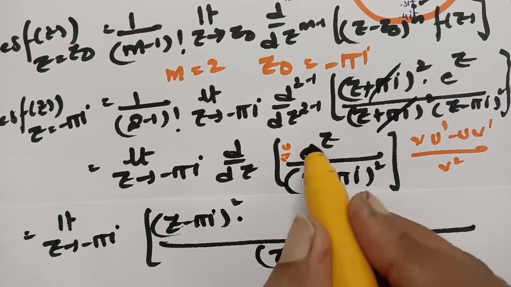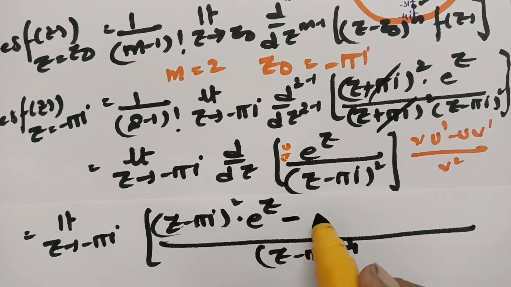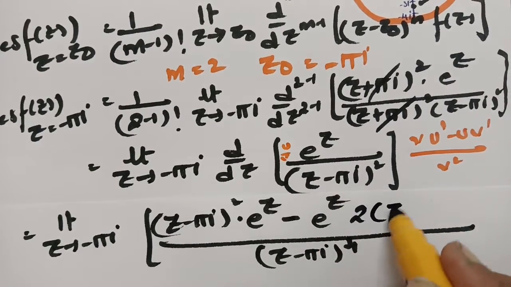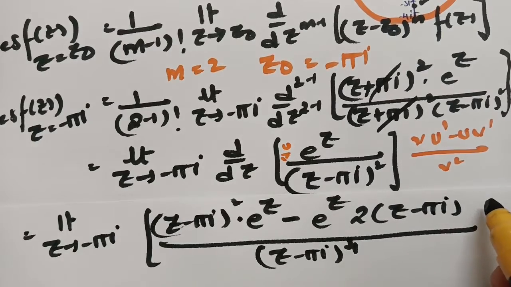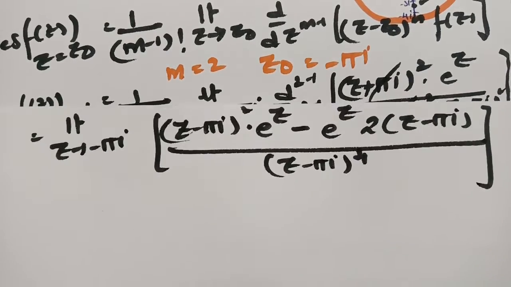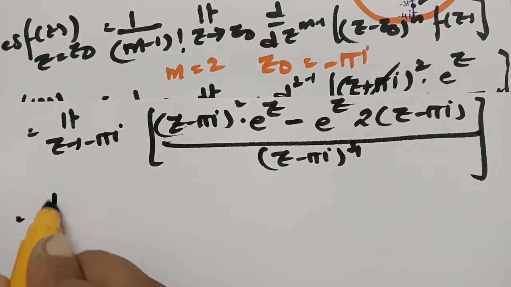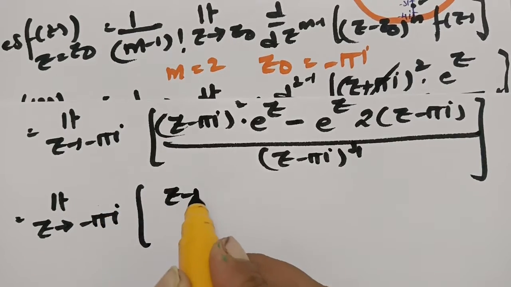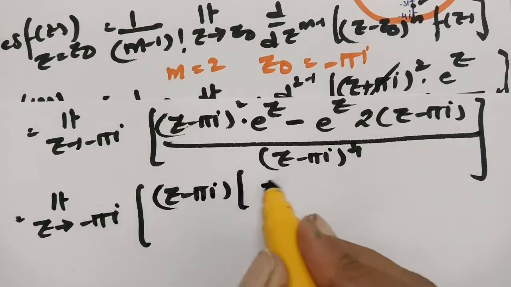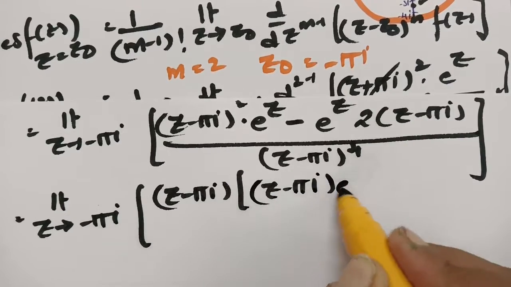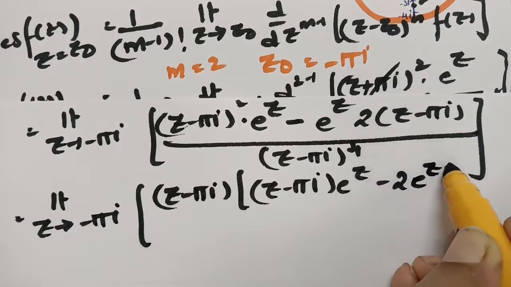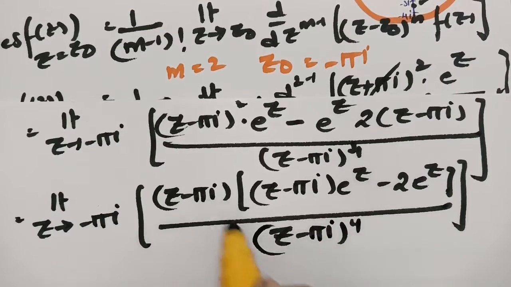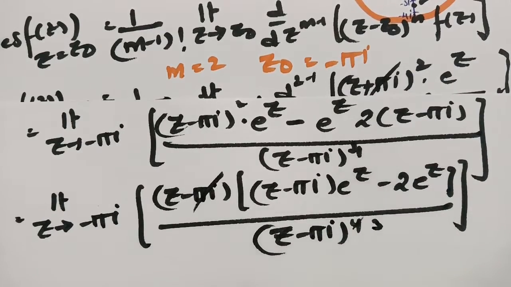You have to make a derivative. e power z is again e power z, and next I am leaving e power z like this, and this is 2 times of (z minus pi I). This is the derivative, and now if I take (z minus pi I) common, this value is limit z tends to minus pi I. So if I bring (z minus pi I) common, this will be (z minus pi I) into (e power z minus 2 into e power z), divided by (z minus pi I) power 4. So now I can cancel one time, so this will be cube.